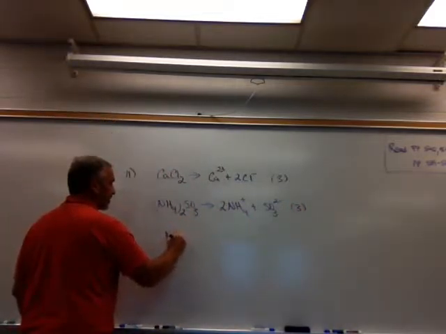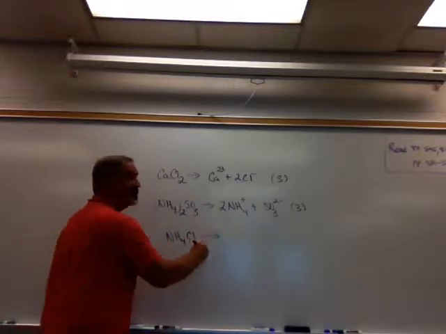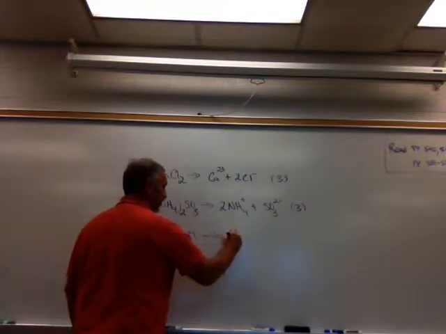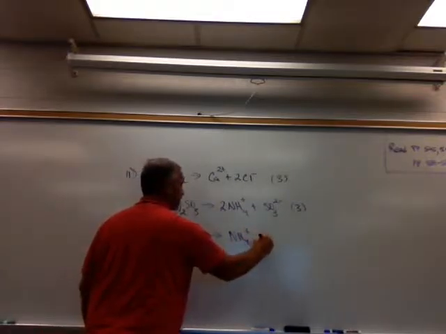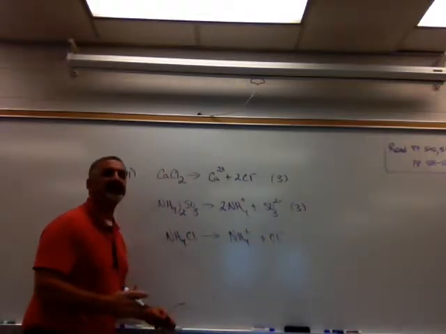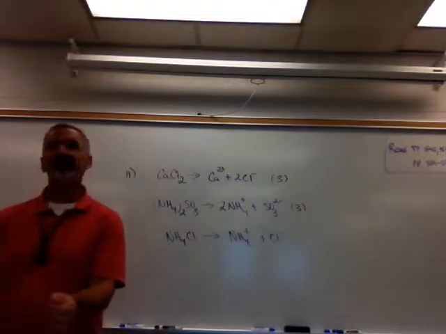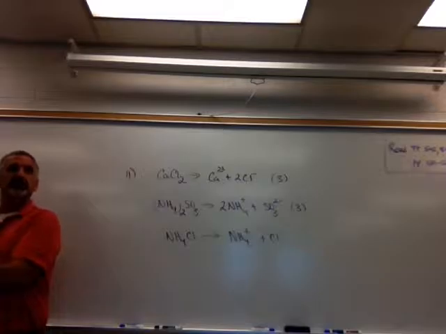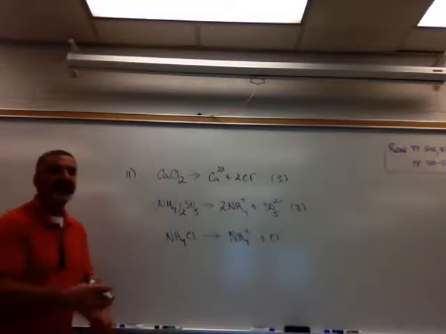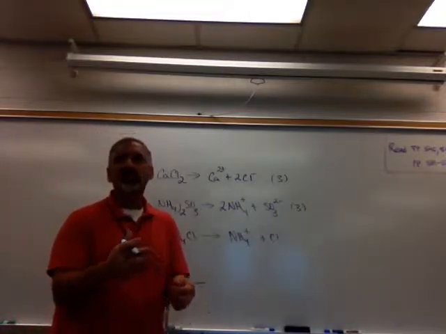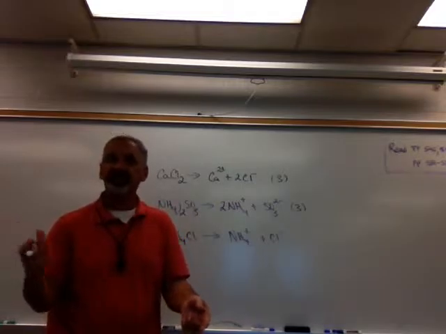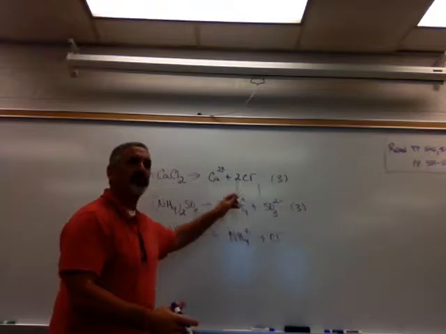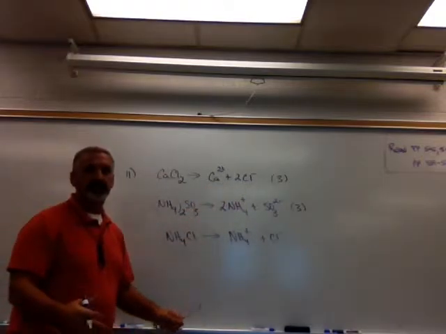NH4Cl. What's that going to dissociate into? NH4 plus, Cl minus. Okay, so when ionic compounds dissolve, they dissolve as ions. They dissociate into ions. This is asking which one's going to break up into the most particles. How many particles are we going to get? And that's important for this thing called colligative properties. You guys did it last year, the freezing point depression. Because the more particles you get, the more the freezing point is going to go down.